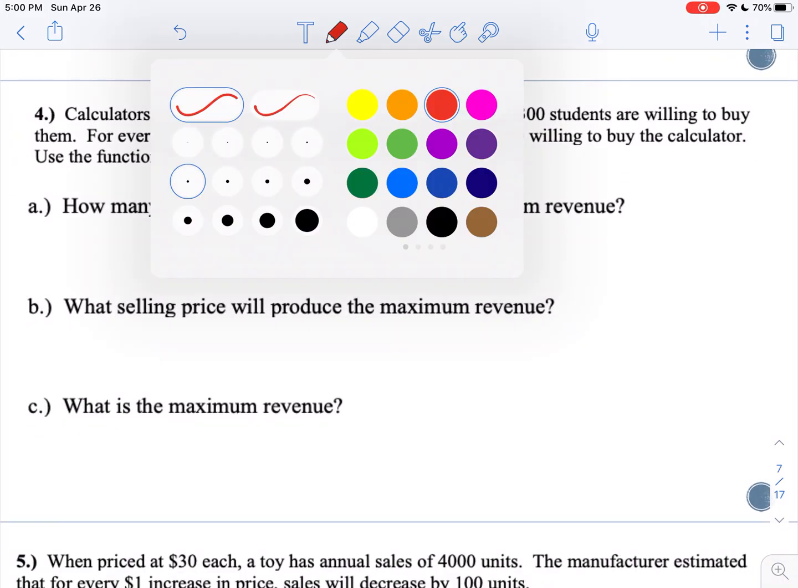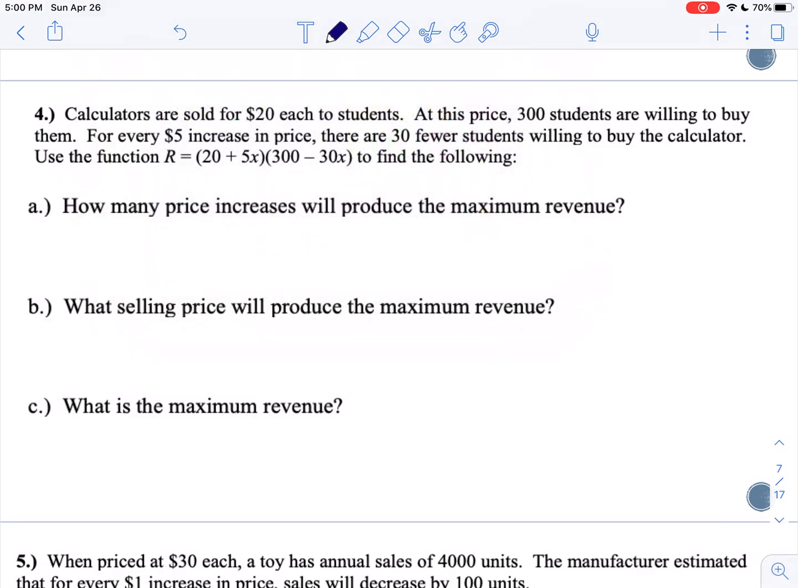Let's first start with what those values represent. Well, we know r represents my revenue, all right? So we can say r equals revenue. And in this case, my x represents the number of price increases. How many times am I increasing the price?